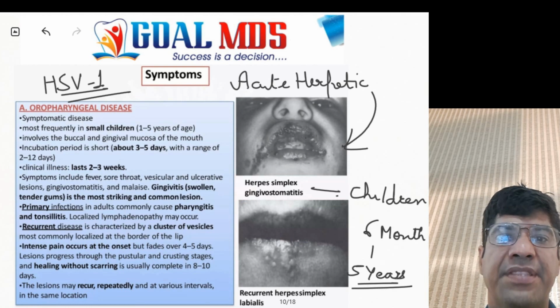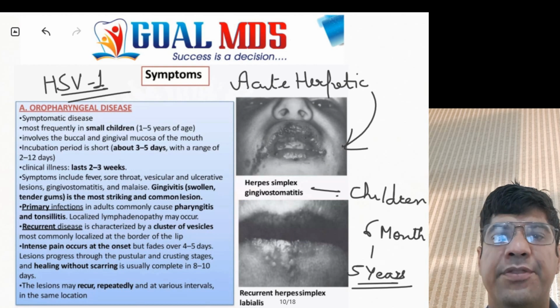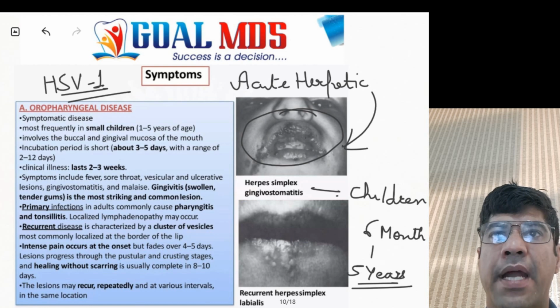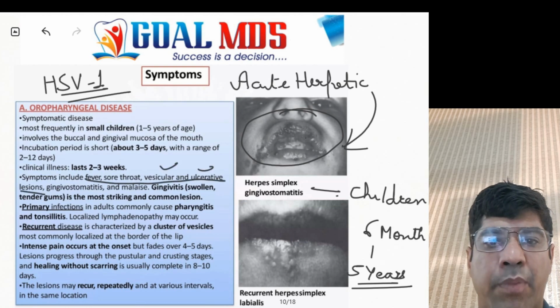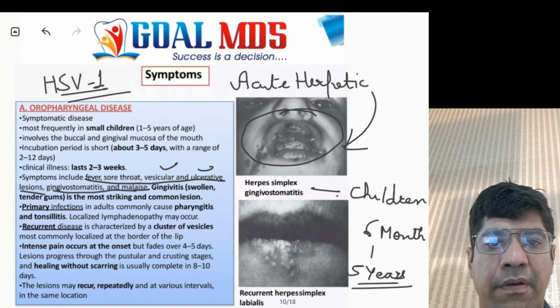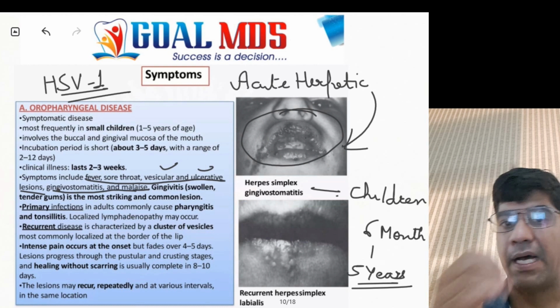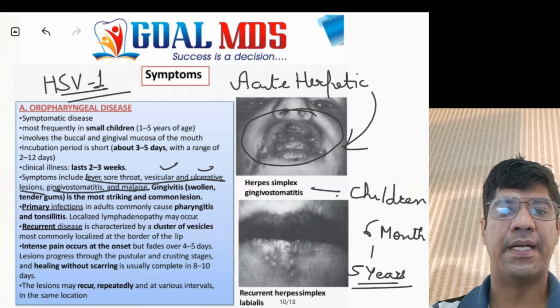So what are the symptoms? The infection usually starts with symptoms like fever, chills, sore mouth, and swollen lymph nodes. There are vesicular and ulcerative lesions, gingivostomatitis, and malaise. So these are the most important features. In the mouth, you will see small vesicles form initially. They collapse into red lesions that become bigger and develop a central ulcer covered by yellow fibrin. The gums are painful, swollen, and very red.